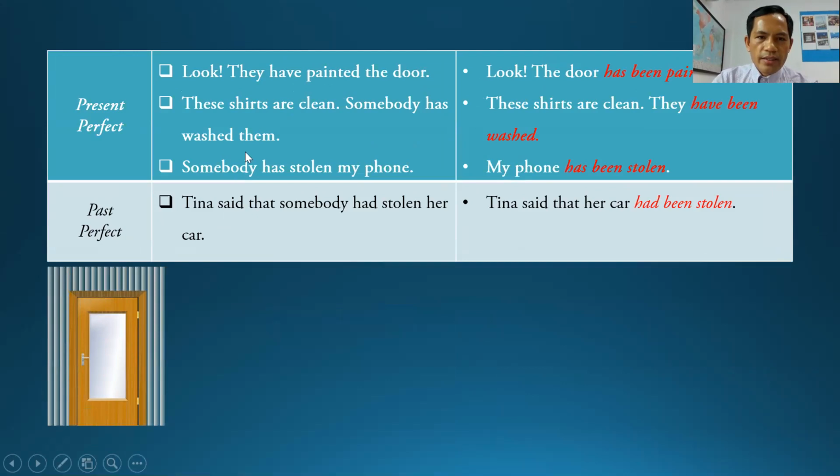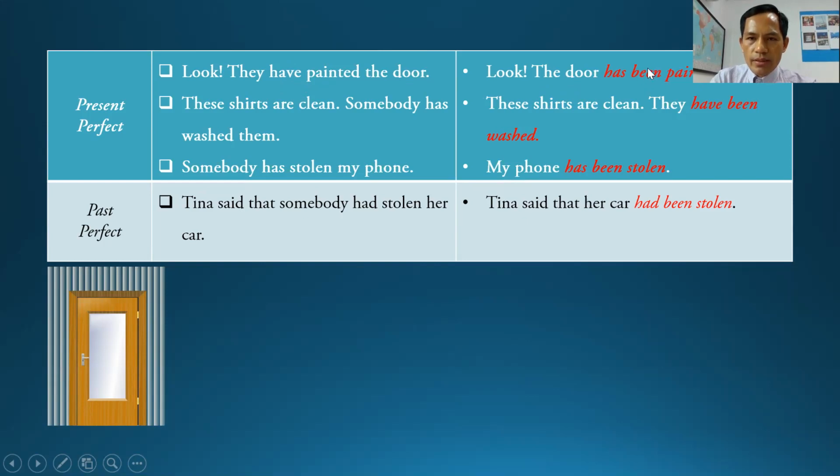The present perfect. This is quite confusing, okay? Let's look at here. They have painted the door. Again, you see here the helping verb have and then painted, have verb 3. But again, look at here. This is active form because in the passive form, we need verb to be. There's no verb to be here again. Look, the door has been painted. We just use have here because the subject is they. We just use has here because the subject is a door, only one. The door has been painted.